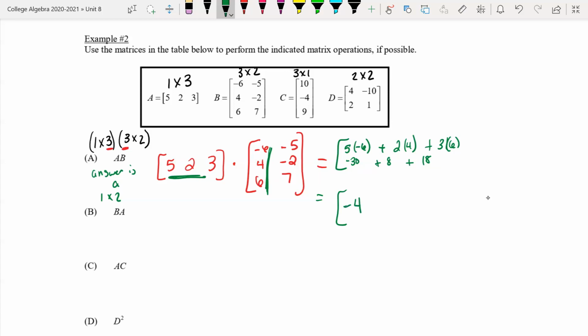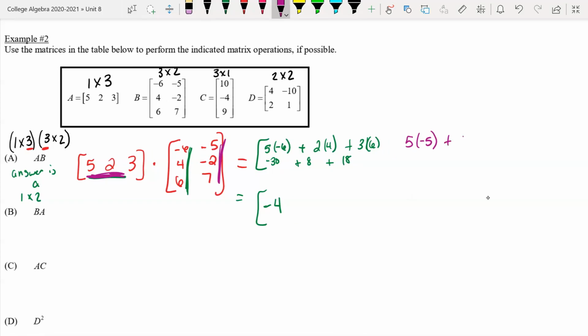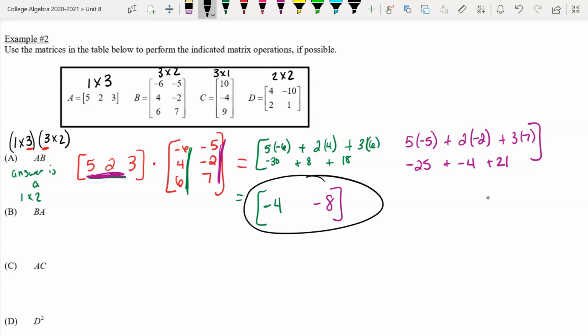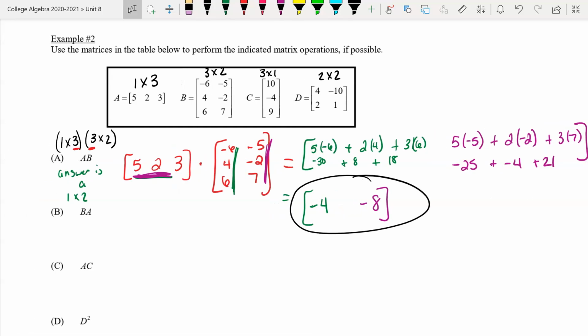All right. So that's just to get the first number. Then the second number, I would take the same row, but times the second column. So I'm going to take 5 times negative 5 plus 2 times negative 2 plus 3 times 7. So that would be negative 25 plus negative 4 plus 21, which gives you negative 8. So you see, my resulting matrix is a 1 row, 2 column matrix, which is the outside numbers, which makes sense. So I got negative 4, negative 8.